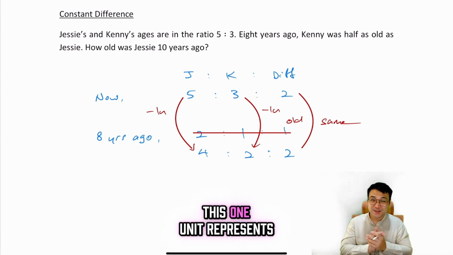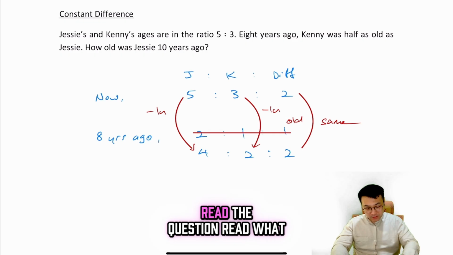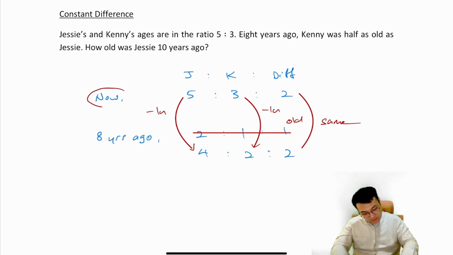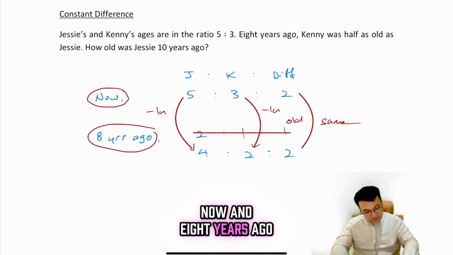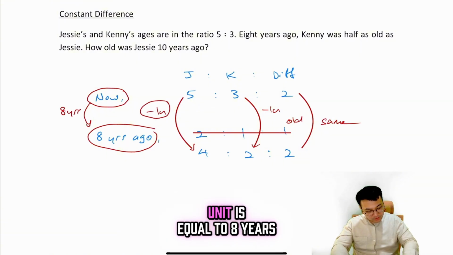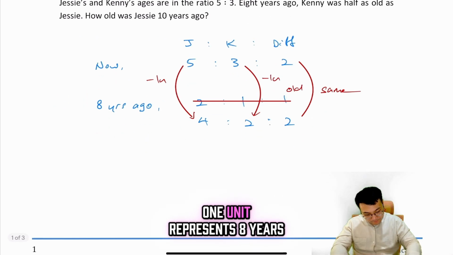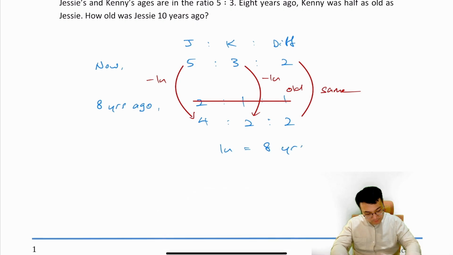So, do you know what this 1 unit represents? How many years does 1 unit represent? Read the question. Read what we have written down. What is the difference between now and 8 years ago? The difference is 8 years. Therefore, a difference of 1 unit is equal to 8 years. So we're going to write down 1 unit represents 8 years.